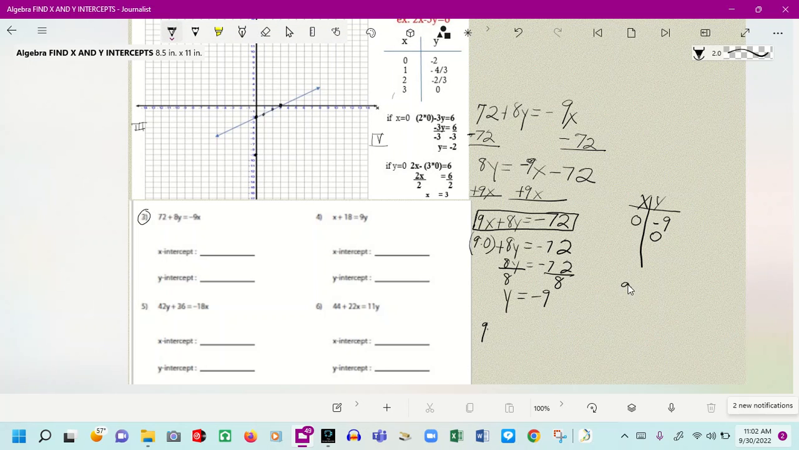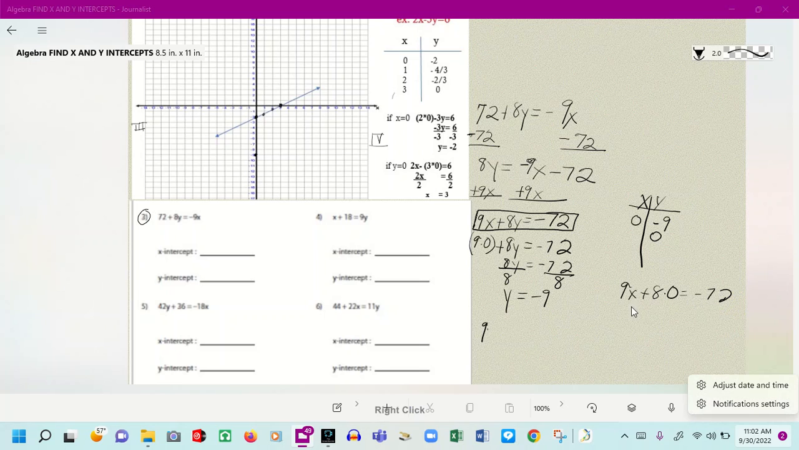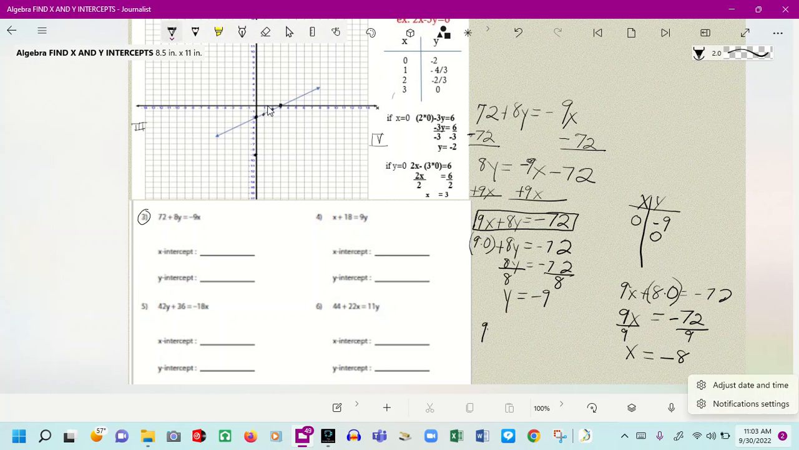So we have 9x plus 8 times 0 equals negative 72. And 8 times 0 is multiplication, so put parentheses around it. 9x, 8 times 0 is 0, so that goes off. 9x equals negative 72. Divide the 9 off of the variable, divide it off of the negative 72. That makes x equals negative 8. So when y is 0, x is negative 8, which is right here.